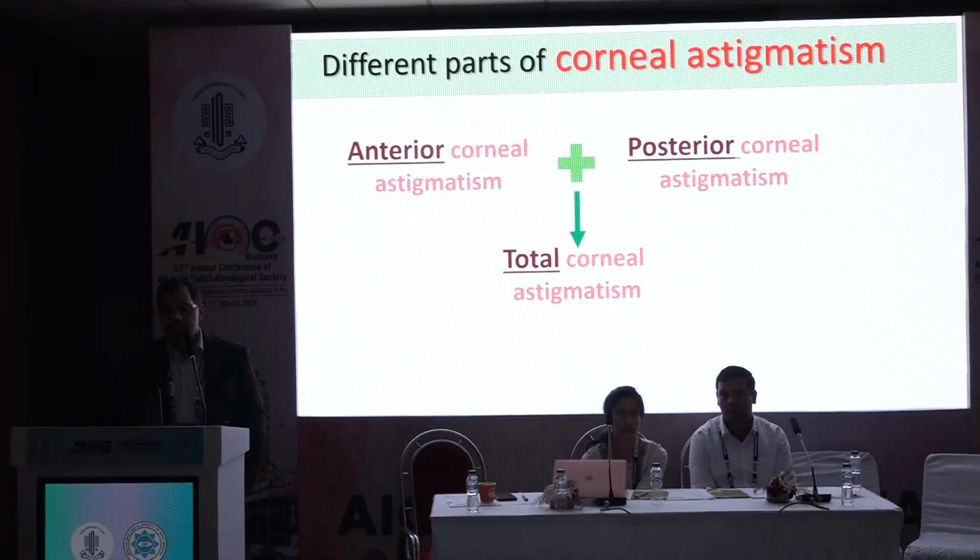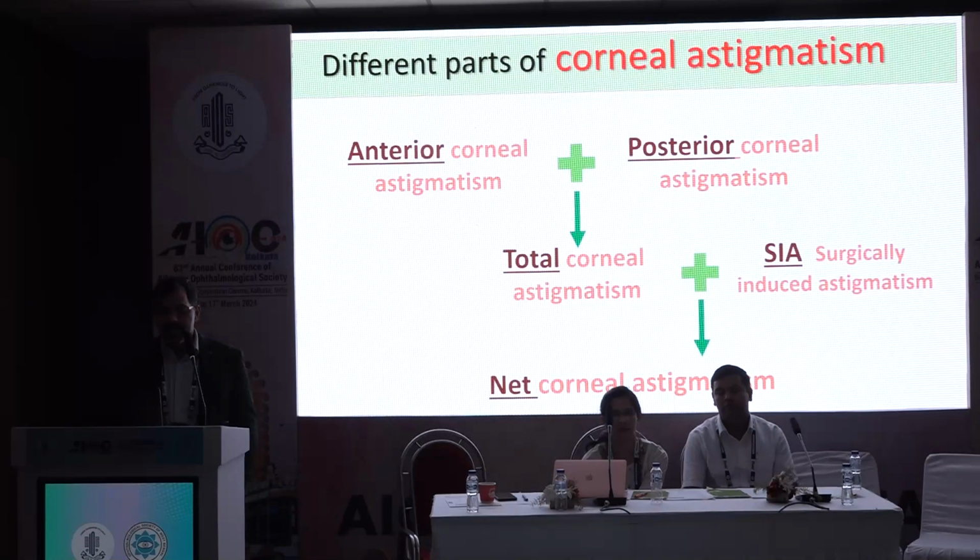So we are measuring the astigmatism. These are different parts of astigmatism. Anterior corneal astigmatism: every machine which does keratometry will measure the anterior corneal astigmatism. Then there is also posterior corneal astigmatism, and vector summation of anterior and posterior gives the total corneal astigmatism. When we take any incision on the cornea during surgery, some surgically induced astigmatism will be induced, and the vector summation of total with SIA will give you the net corneal astigmatism.